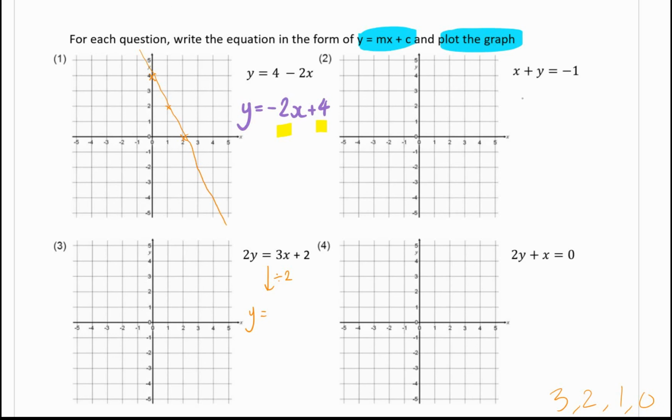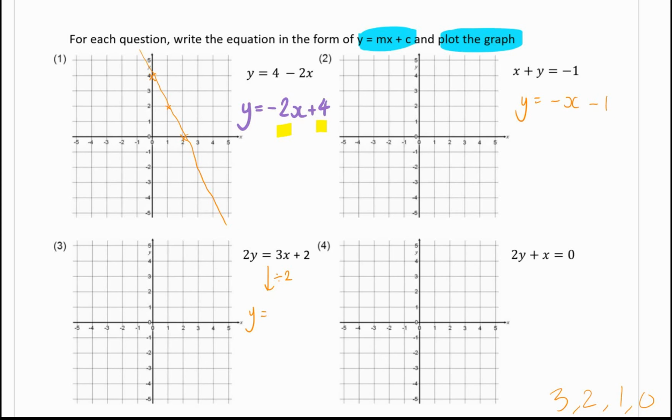Question 2, we want y by itself. Opposite of plus x is minus x. So you'd rearrange that into y equals minus x minus 1. Keep in mind, you could have minus 1 minus x, but it's always easiest to have the x terms first.